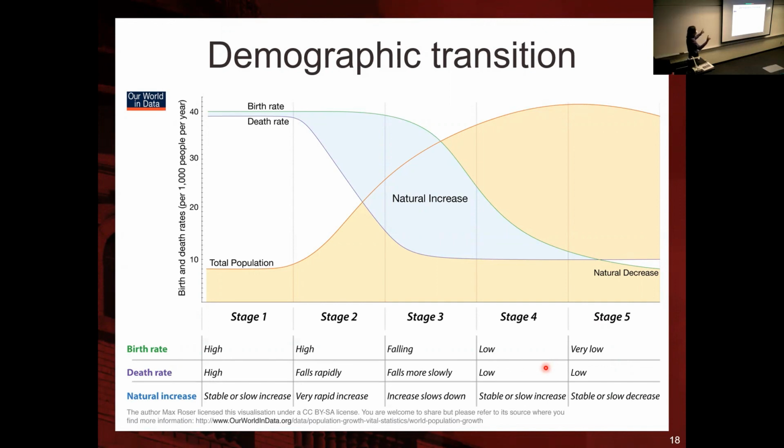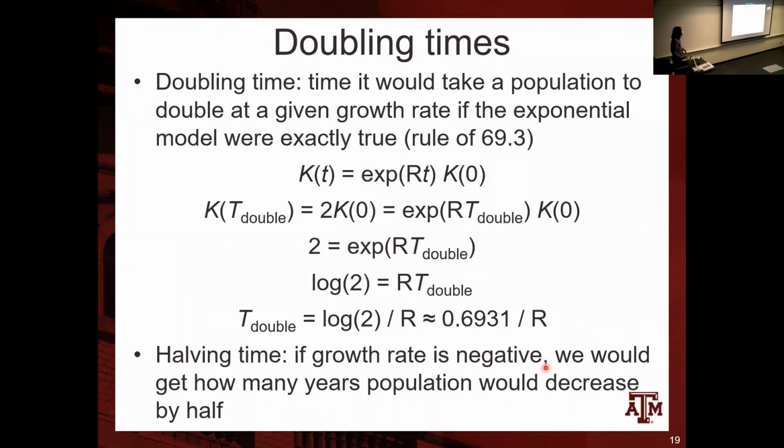So I just wanted to show this graph to emphasize this curve here, the total population. The total population increases a lot due to this huge natural increase that we see on stage 2 because mortality declines so much. And related to that, there is this term that demographers use a lot called the doubling time.